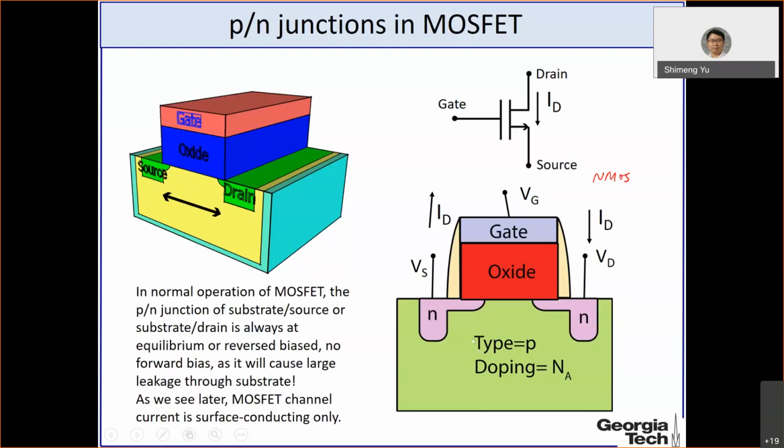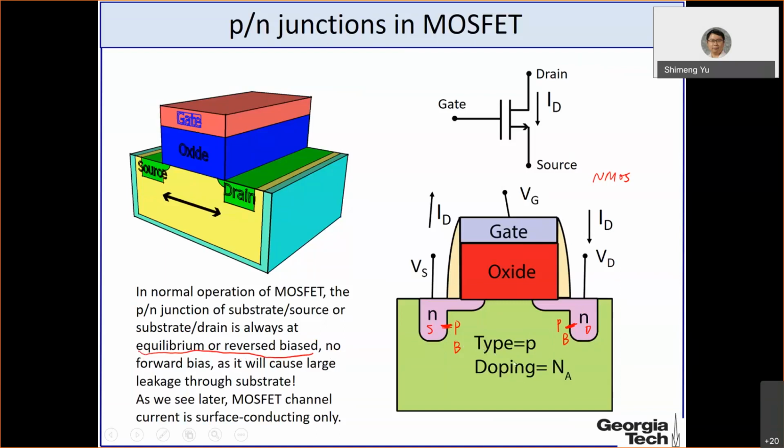So in this case, you see that actually in the substrate, you have the 2 p-n junctions here. So this source to body, you have p-n junction because this body is P and the drain is N. So you have 2 p-n junctions here. And here there's an important conclusion. That is, in the normal operations of the MOSFET, we need to keep the 2 p-n junctions here at equilibrium or reverse bias. No forward bias.